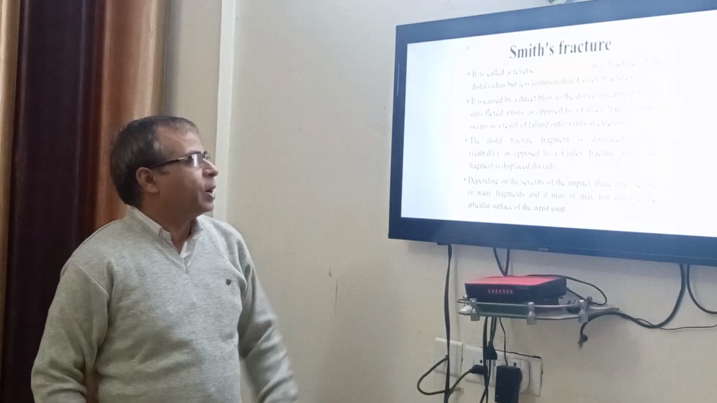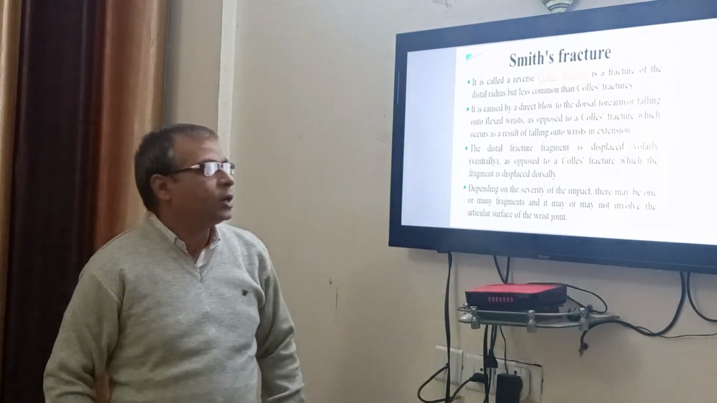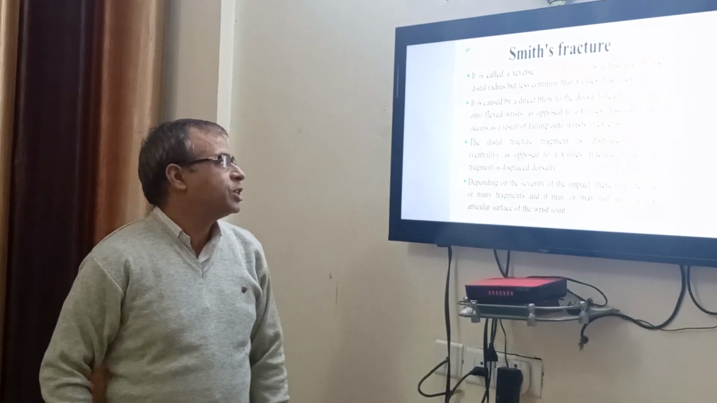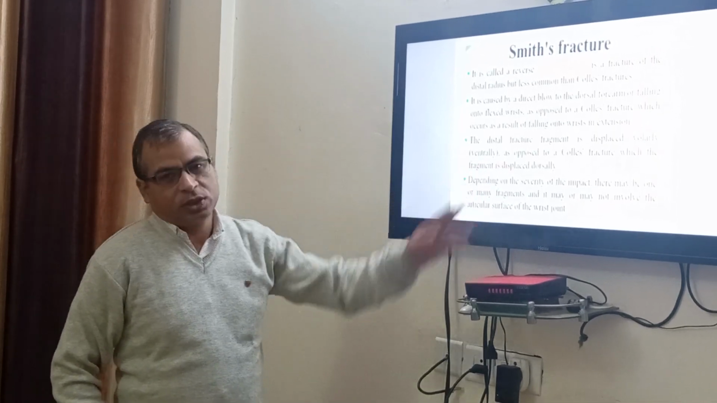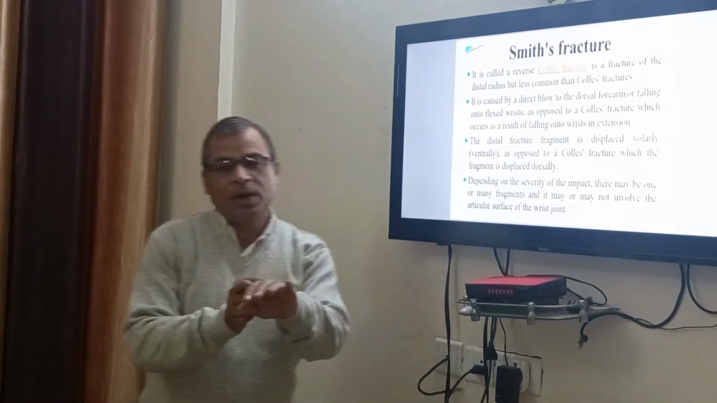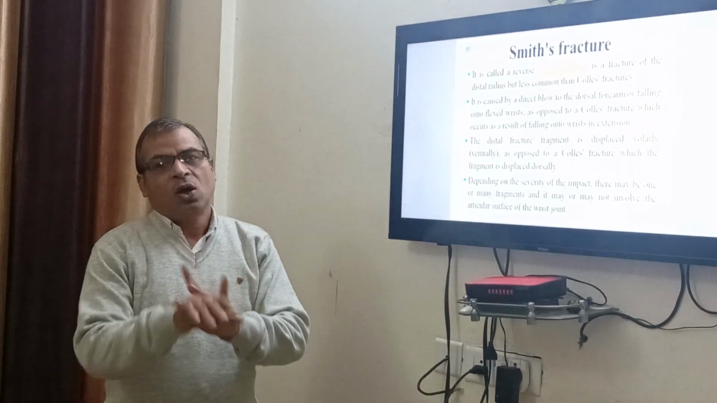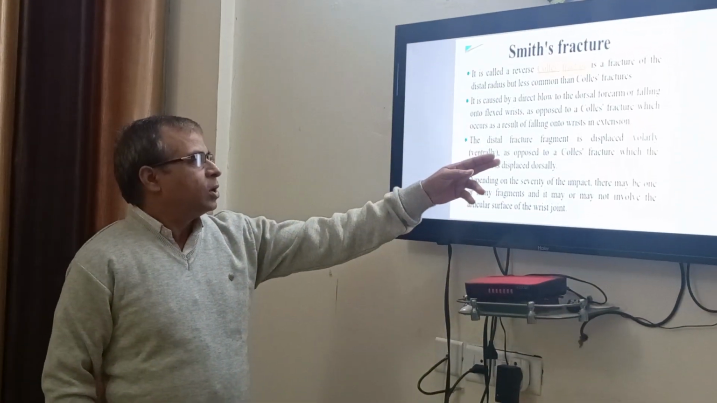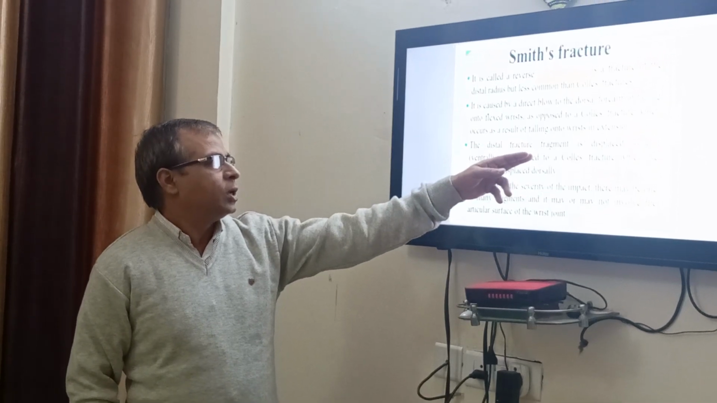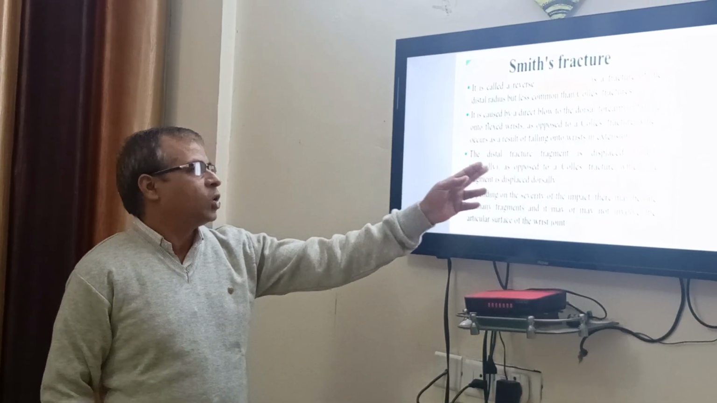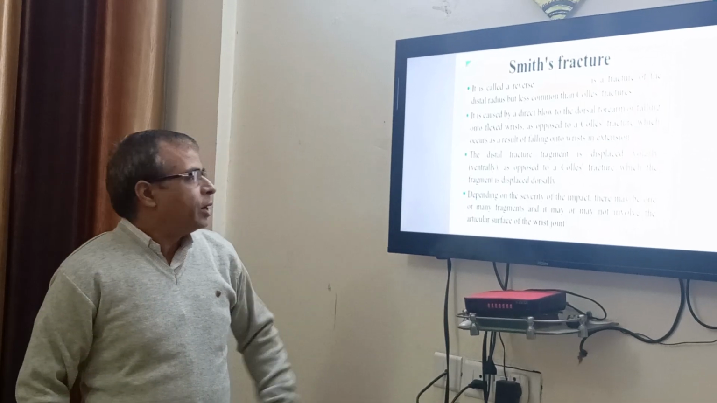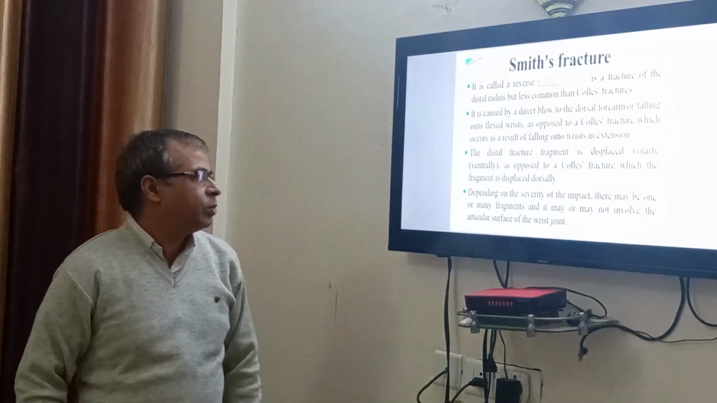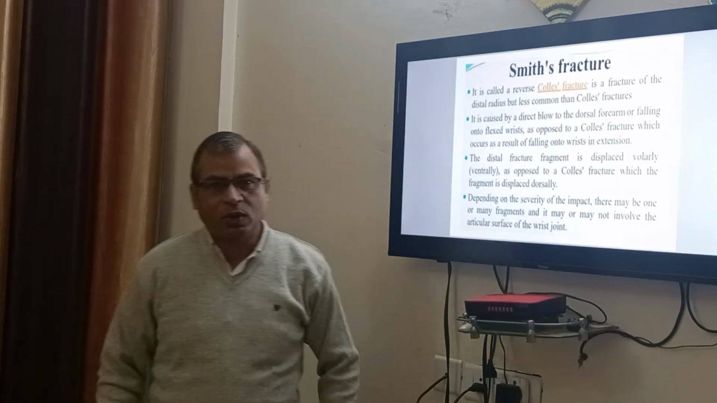In Smith fracture, the distal fracture fragment is displaced ventrally or volarly, as opposed to the Colles fracture, where the fragment is displaced dorsally. In Colles fracture, the distal fragment goes posteriorly or dorsally, but in Smith fracture, the distal fragment is displaced ventrally or volarly. Depending on the severity of the impact, there may be one or many fragments, and it may or may not involve the articular surface of the wrist joint.